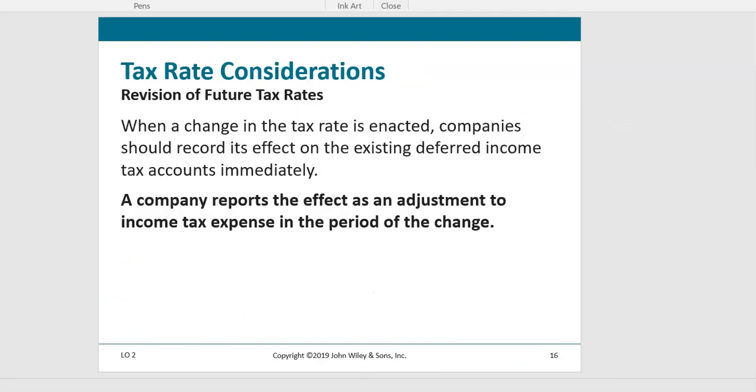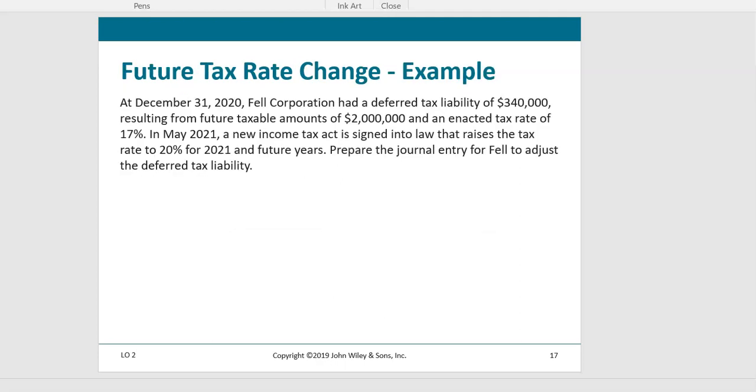And what about when a tax rate actually does change? A company reports the effect as an adjustment to income tax expense in the period of change. Let's take a look at one quick example. At December 31st, 2020, Fell Corporation had a deferred tax liability of $340,000. That resulted from future taxable amounts of $2 million and an enacted tax rate of 17%. In May 2021, a new tax act is signed into law that raises the tax rate to 20% for 2021 and any time in the future.